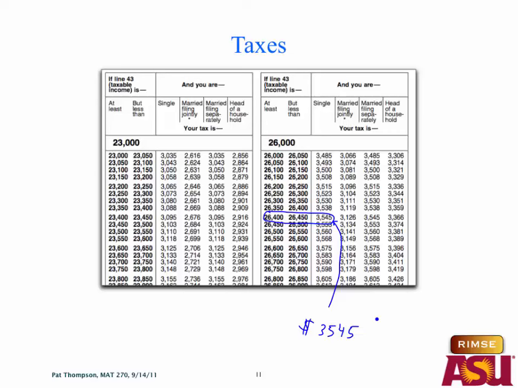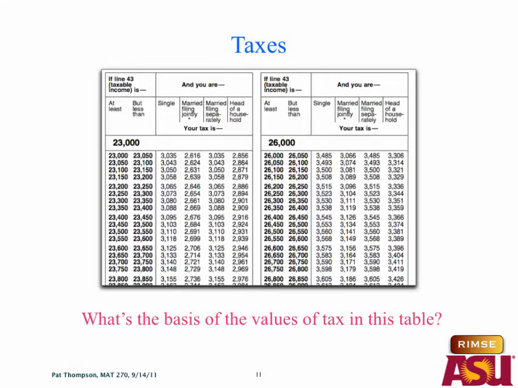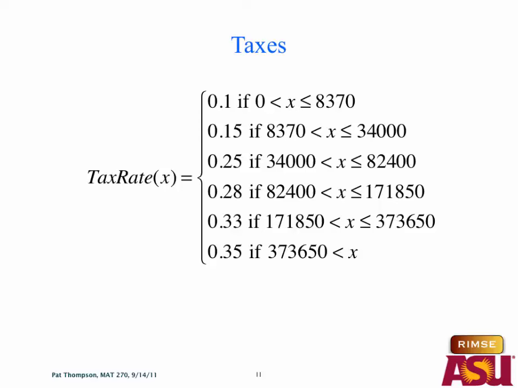But where do these numbers come from? What's the basis of the values of tax in this table? Where did that number 3545 come from? How is this table generated? Okay, let's talk about that. Here is what's called the function named tax rate, and you see that it's a piecewise function.